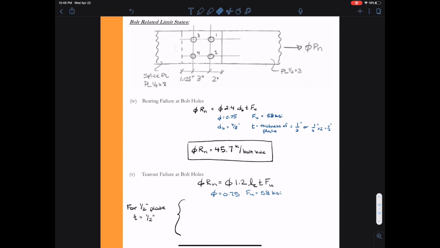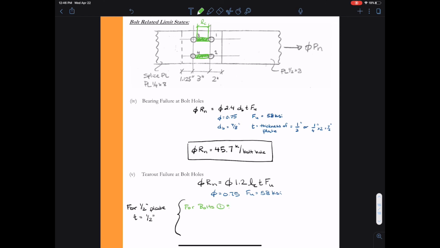So I need to look at the failure for each bolt hole in terms of its clear length. I'll start with bolt holes 1 and 2. For the 1/2 inch member, as I pull on the 1/2 inch member, bolts 1 and 2 are going to bear on it, and we have the danger of ripping bolts 1 and 2 into bolt holes 3 and 4.